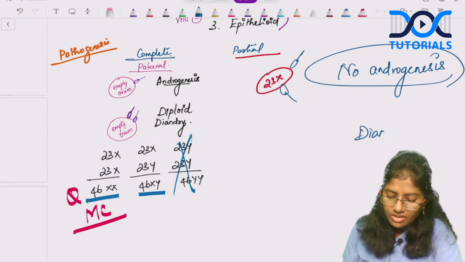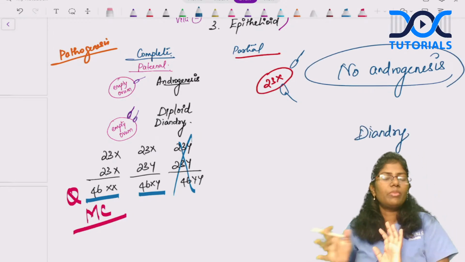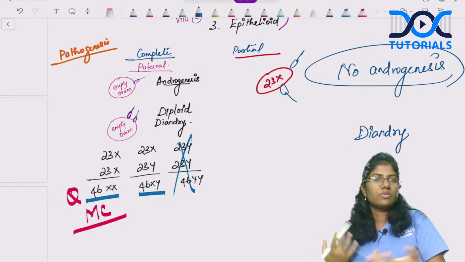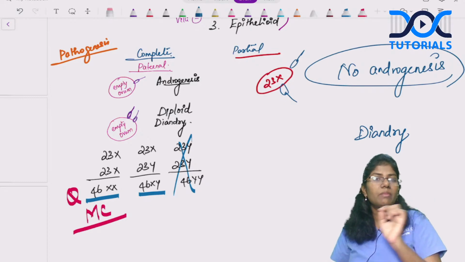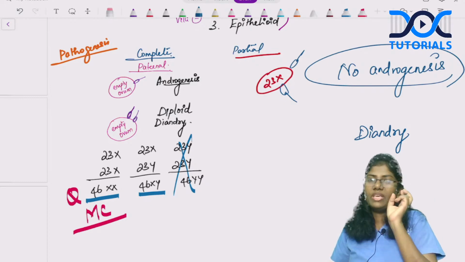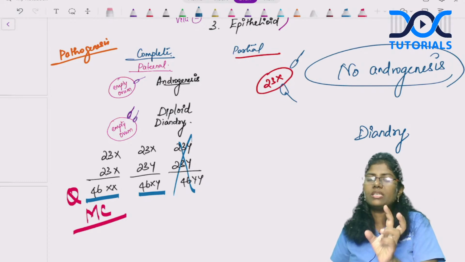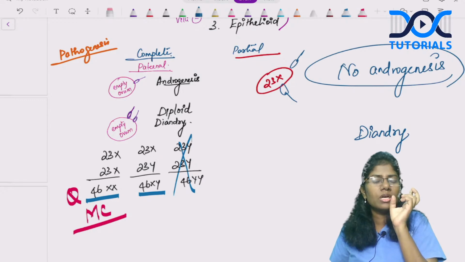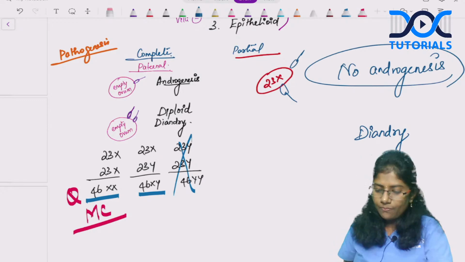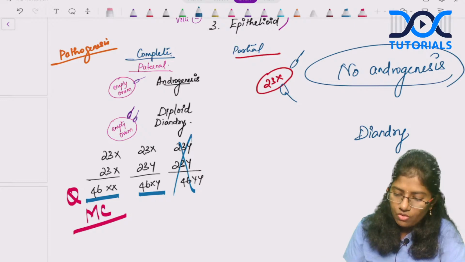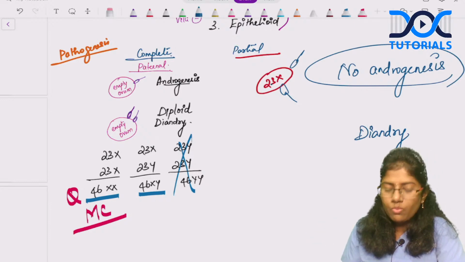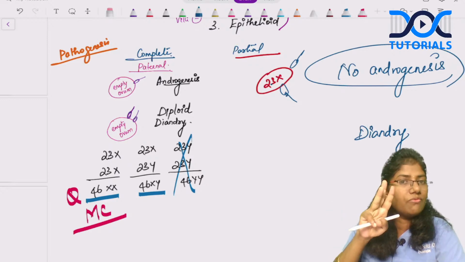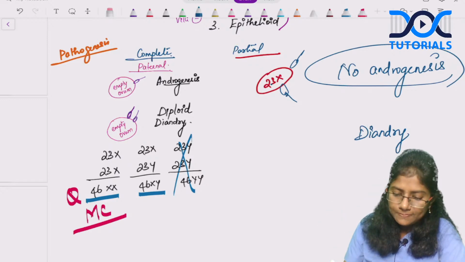Here again there are different possible combinations like 23XX, 23XY and 23YY. But please understand the difference between complete and partial mole: in partial mole we have one extra set of chromosomes from the ovum. So three sets are there altogether: one from the egg, one from the first sperm and one from the second sperm. Altogether we have three sets of 23.